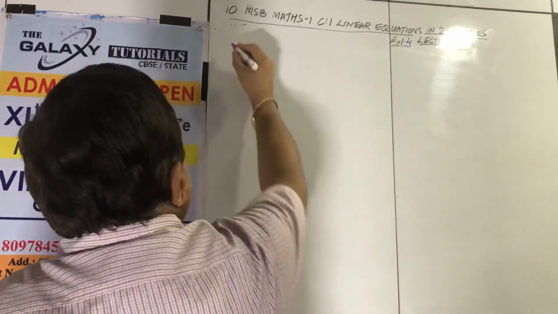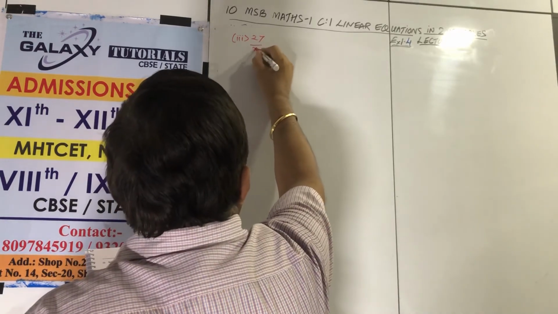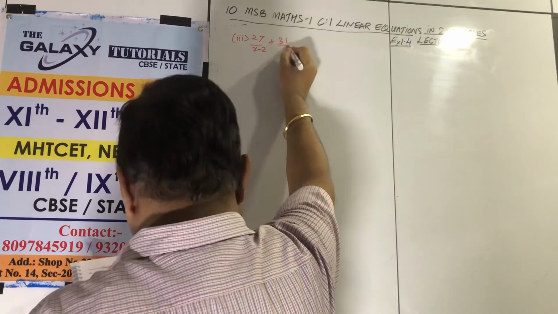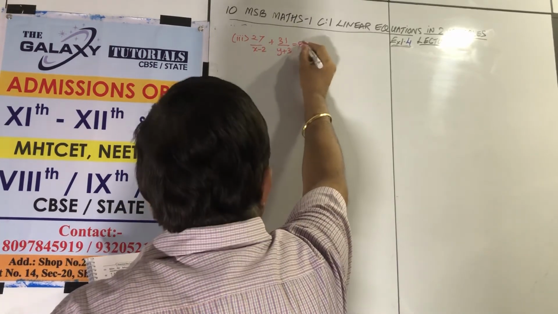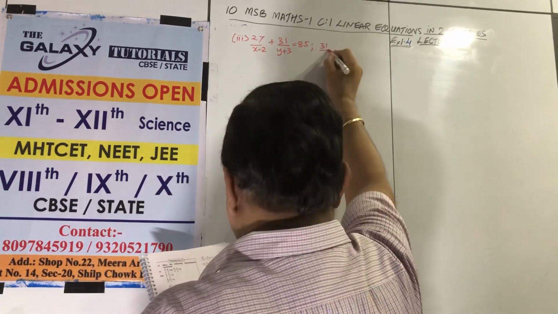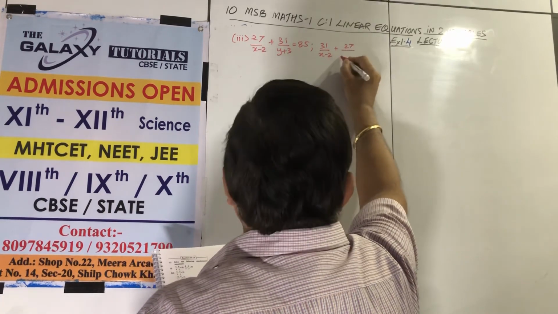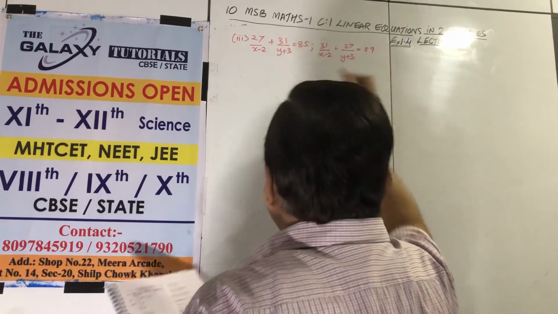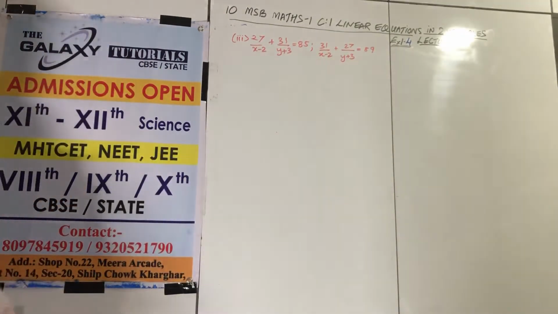Third sum I am having says 27 upon x minus 2 plus 31 upon y plus 3 is equal to 85, and 31 upon x minus 2 plus 27 upon y plus 3 is equal to 89. This is the sum, my friends. How do we go about it?